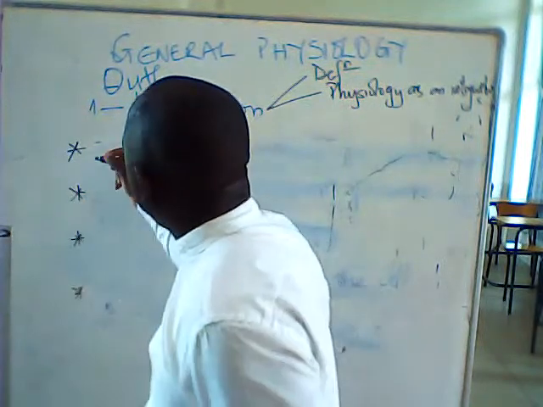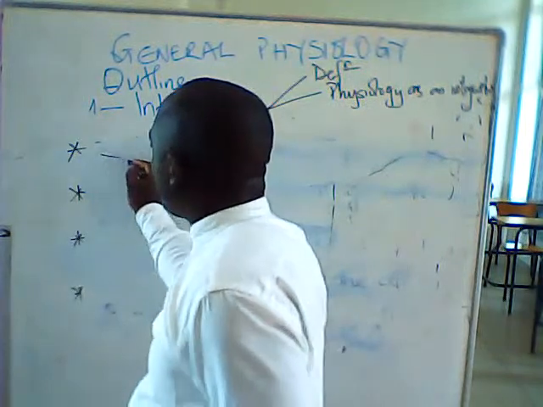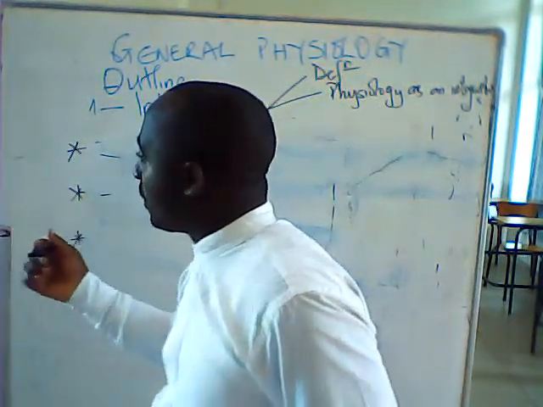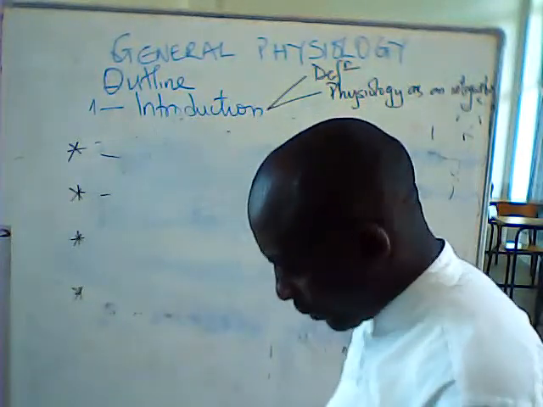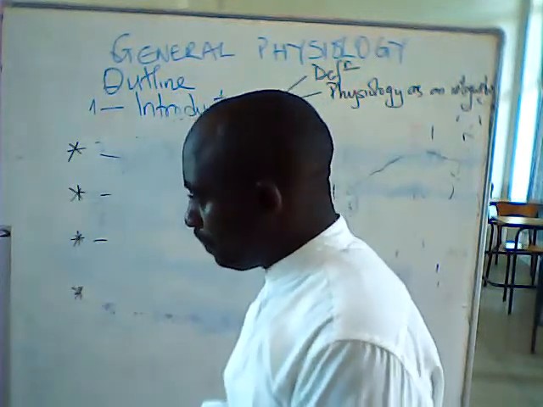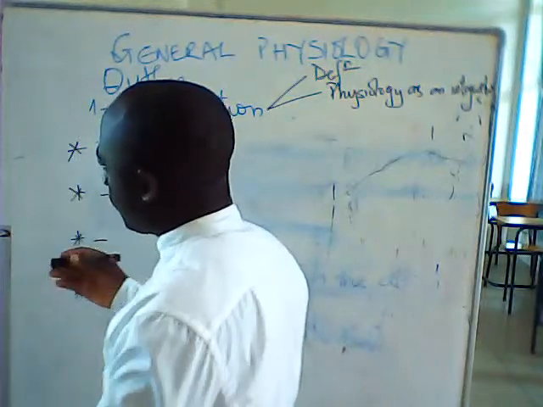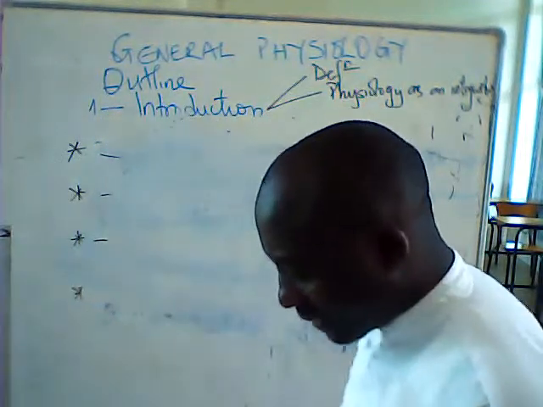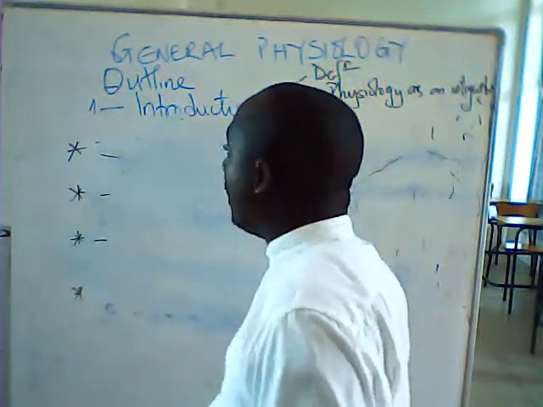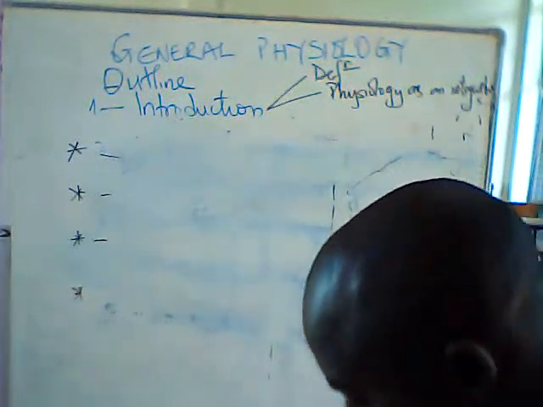So the first thing, you should be able to define physiology. You should be able to outline briefly the history of physiology, some persons and what they contributed to physiology. And fourth, you should be able to explain or understand the concept of physiology as an integrative science. And then lastly, you should be able to list the systems of the human body and their functions. Okay.